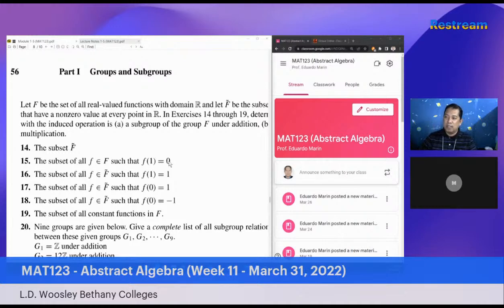This time f of 1 is equal to 1. Okay, no for addition, yes for multiplication, correct. How about number 17? Number 17. Here, you could chat your answer, Micaela.